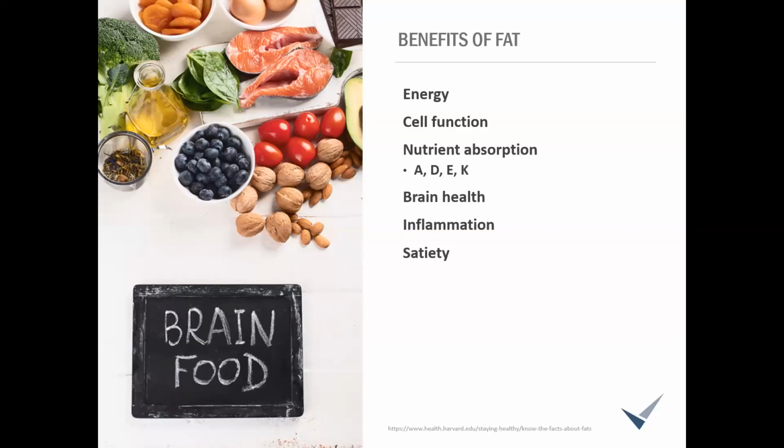It's a major source of energy for us. It's needed for cell function, specifically building the membranes around our cells. It helps our body absorb vitamins and minerals, specifically vitamins A, D, E, and K. And it's really beneficial for brain health in general as well. It helps the body fight inflammation, which can cause all sorts of problems if it's not regulated.